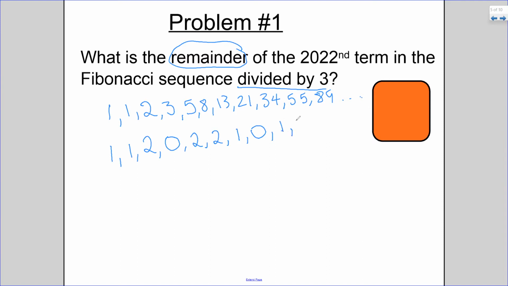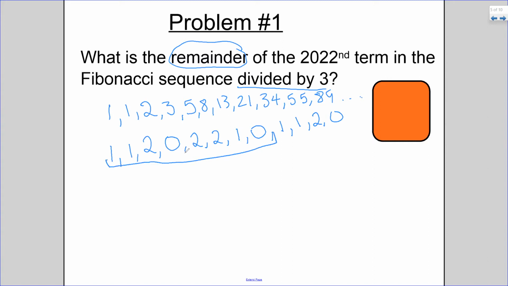And if we keep doing this, we're going to get 1, 1, 2, 0, and I bet you probably recognize the pattern back here. Let's look. Our pattern starts to repeat after this final 0.